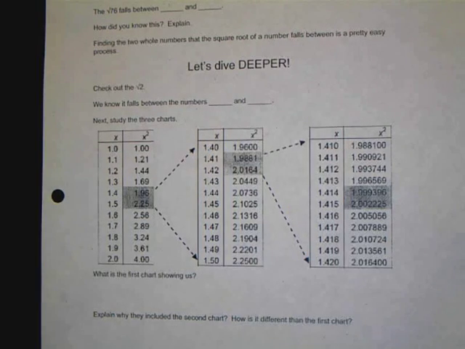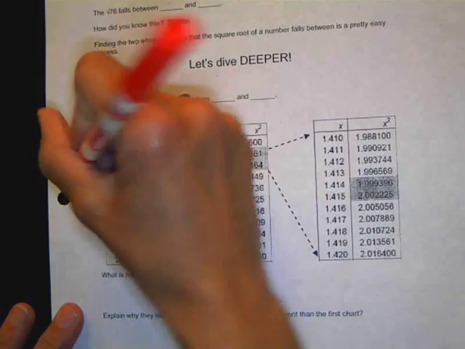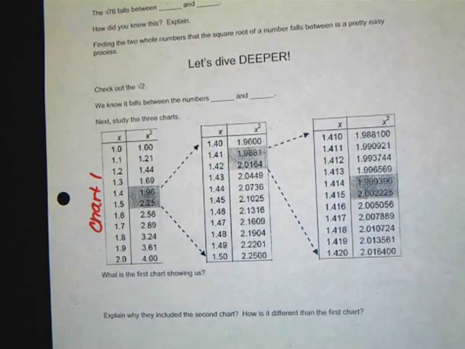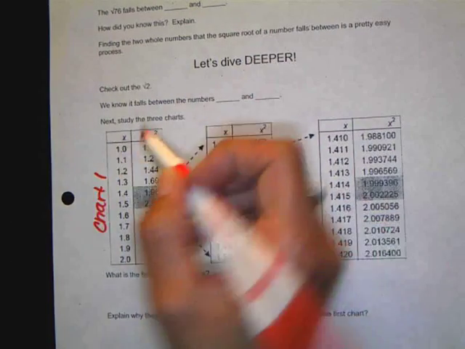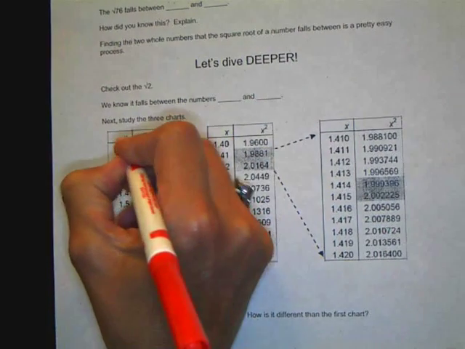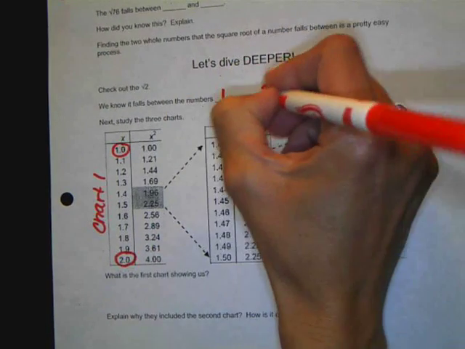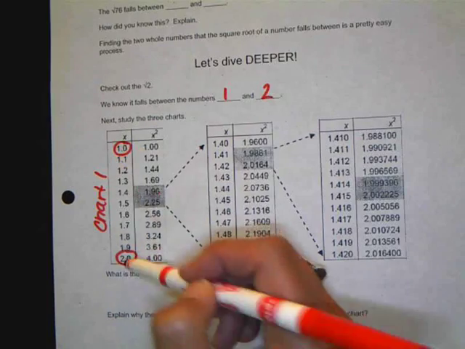Okay, did anybody find any patterns? We're going to call this first one Chart 1. And notice that we have the two numbers that we said it was between. The square root of 2 falls between 1 and 2, so we went between 1 and 2.